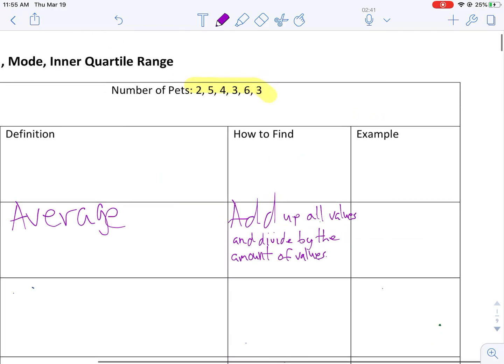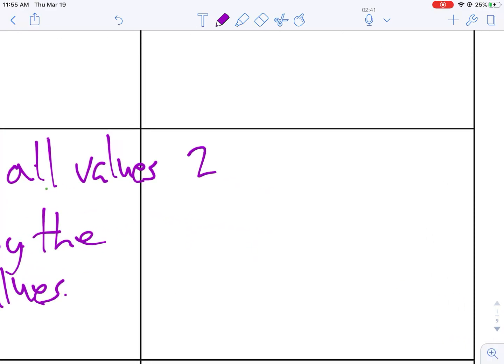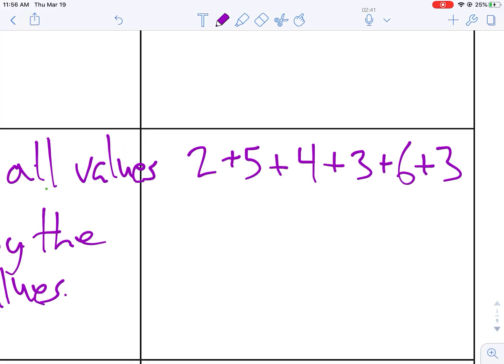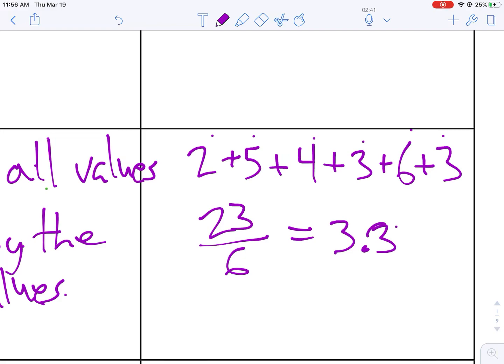So in this instance we have 2, 5, 4, 3, 6, 3. What I'm going to do is add these all together. That is going to give me 23. Then there are 1, 2, 3, 4, 5, 6 values here, so I'm going to divide it by 6. That is going to give me about 3.83. So x bar, which is basically the statistical symbol for my mean, is equal to 3.83.